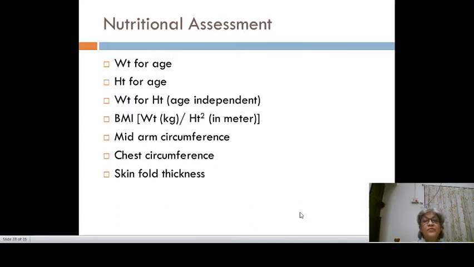So to sum up, for nutritional assessment, a child has been brought in, we want to find out whether the child has malnutrition. What will we do? We will do a weight for age, we will do a height for age, or weight for height, which is age independent. We can also do a BMI. In BMI, how is it calculated? Weight in kg divided by height in meter square. Also mid-arm circumference, chest circumference may be done. Another way of assessing nutrition is the skin fold thickness. The subcutaneous tissue is measured with a caliper.